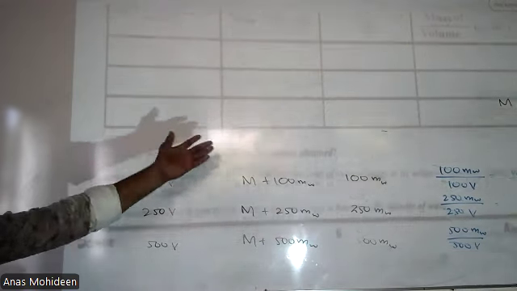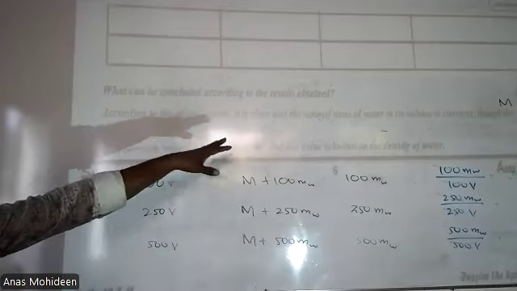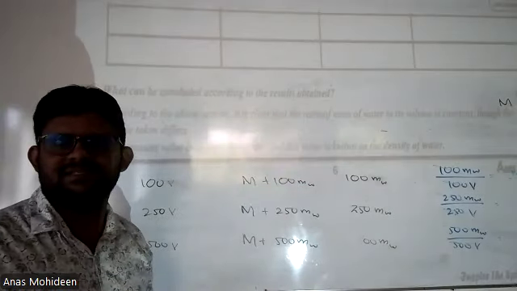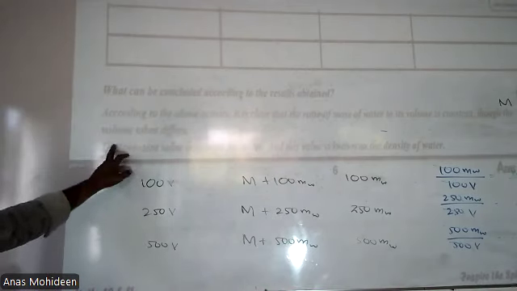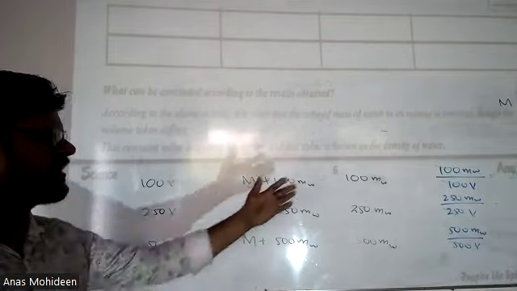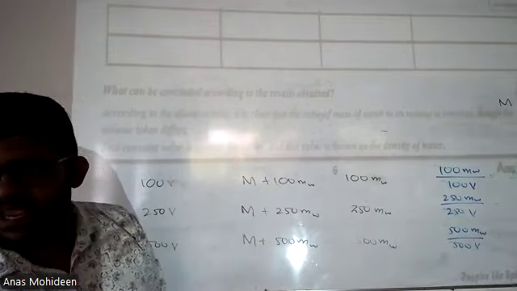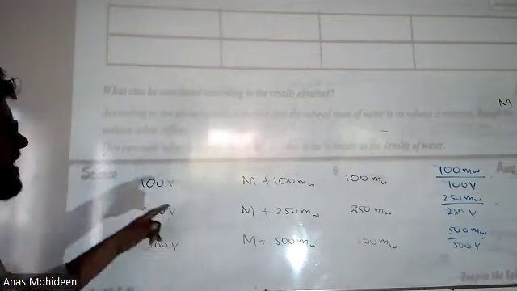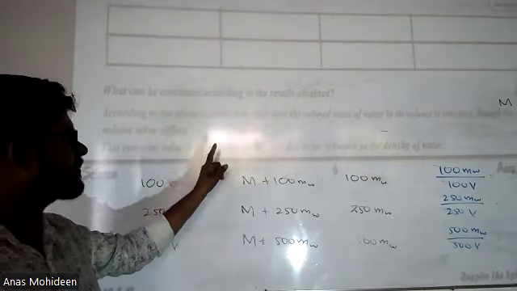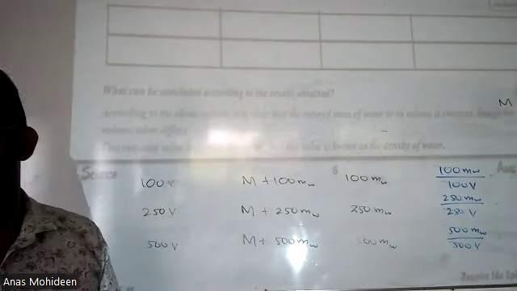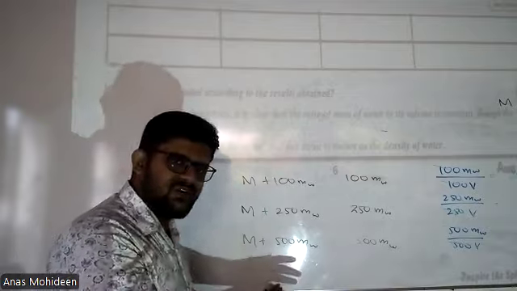So what can be concluded from the result? According to the above activity, it's clear that the ratio of mass to volume, that means density, is constant though the volume taken differs. Even though you take different volumes, the mass to volume ratio is the same for the same substance. So this constant value is specific for water, and this value is known as the density of water. Now we considered only one matter, right?